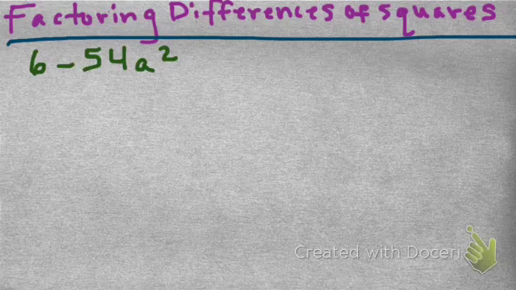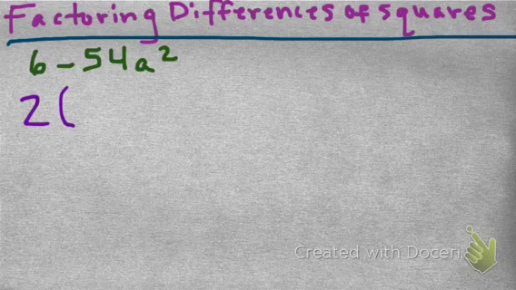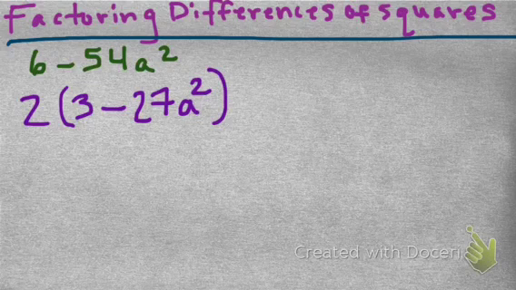And even though sometimes we forget, the first step when you're factoring is to see if you can pull out a common factor, the greatest common factor, in fact. On this one, I thought, well, 6 is even and 54 is even, so I can divide out by a 2. So I pulled out a 2, and 6 divided by 2 gives me a 3 left for my first term. And 54 divided by 2 gives me a 27 left for my second term, a squared, because I didn't pull any a's out.